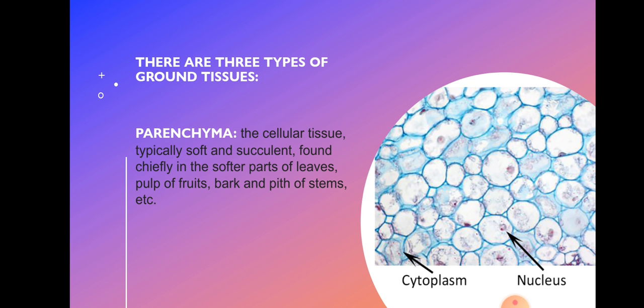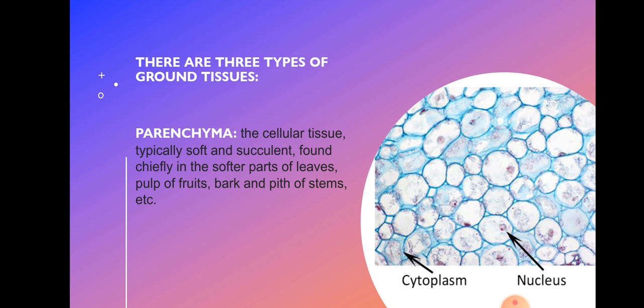The cells of parenchyma are soft, thin-walled, and loosely packed. If I say loosely packed, that means it has intercellular spaces. Parenchyma is cellular tissue, typically soft and succulent, found chiefly in the softer parts of leaves, pulp of fruits, bark and pith of stems, etc. Pith is nothing but the internal part.